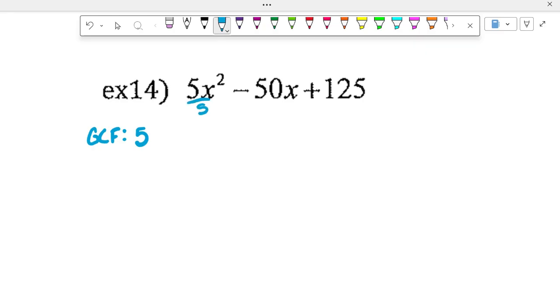So I'm going to divide all of these by 5. So 5's going on the outside. What's 5x squared divided by 5? X squared. What's negative 50x divided by 5? Negative 10x. What's 125 divided by 5? 25.